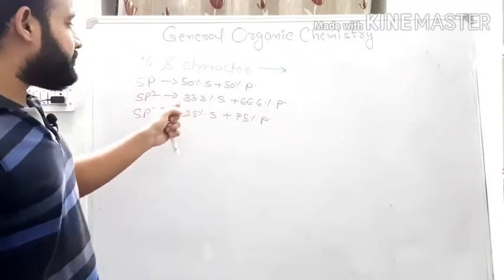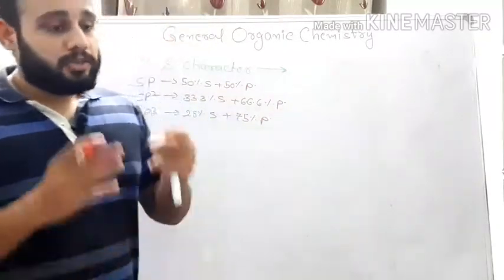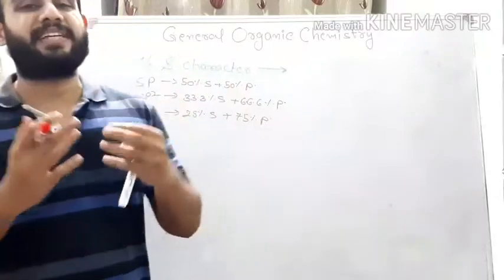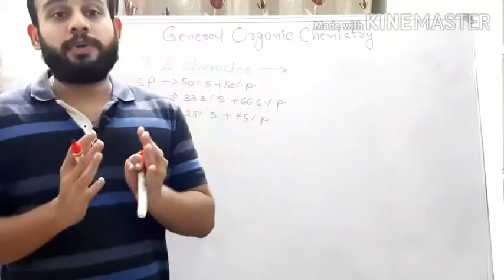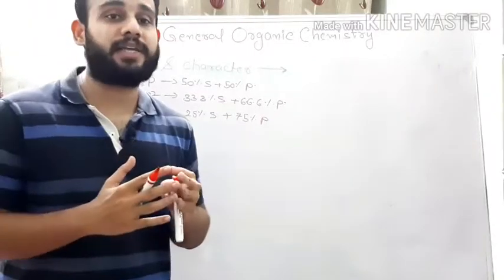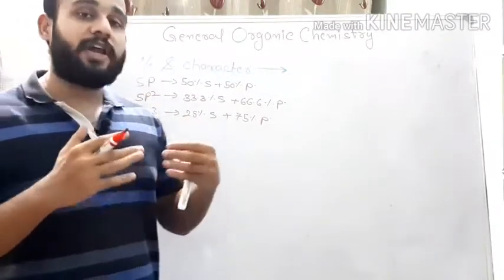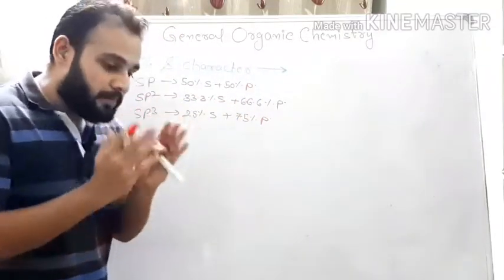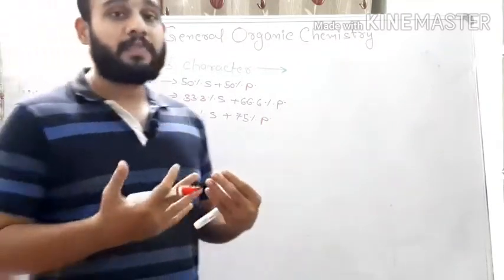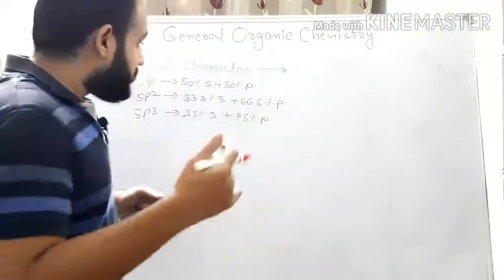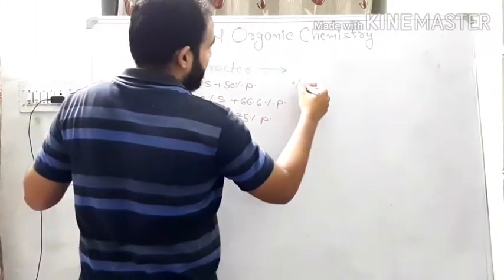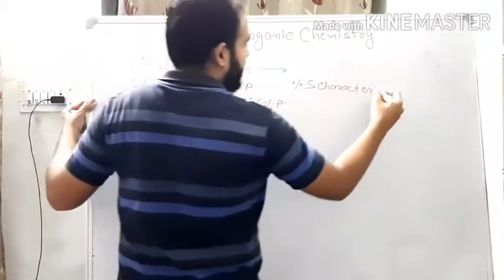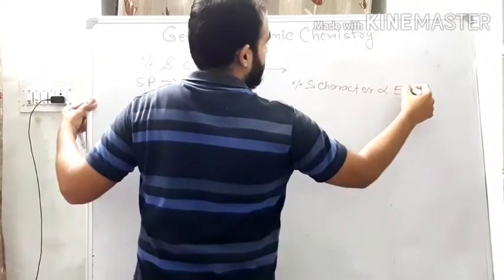Now how can we relate this percentage s character with electronegativity? There is a simple relation: when an orbital has a high percentage of s character in its hybrid orbitals, its electronegativity will be high. This is a simple relation. When the percentage of s character is high, electronegativity is high. So percentage s character is directly proportional to electronegativity.